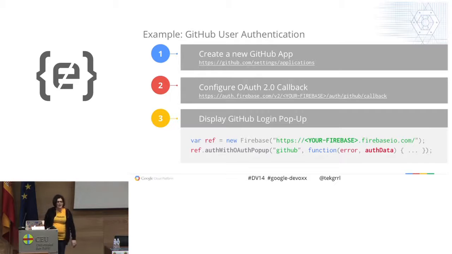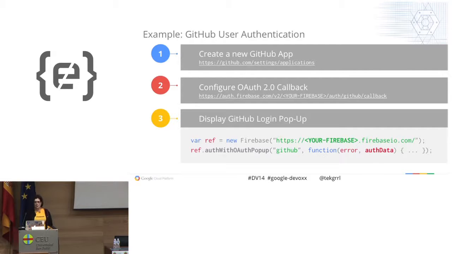So the first thing to do, and this is pretty much the same process for all of the providers, is create an application. In this case, we go to github.com/settings/application and create a new application. And at that point, you have to register a callback.